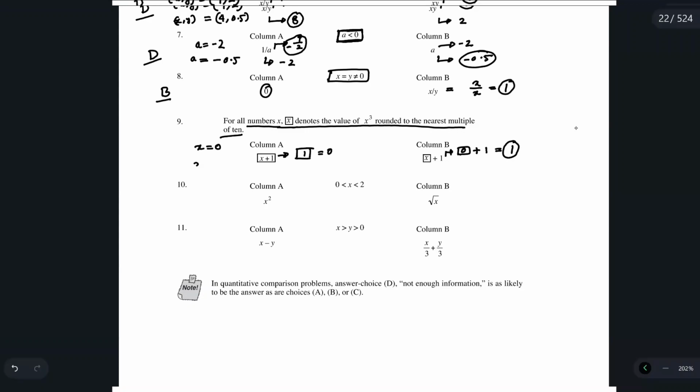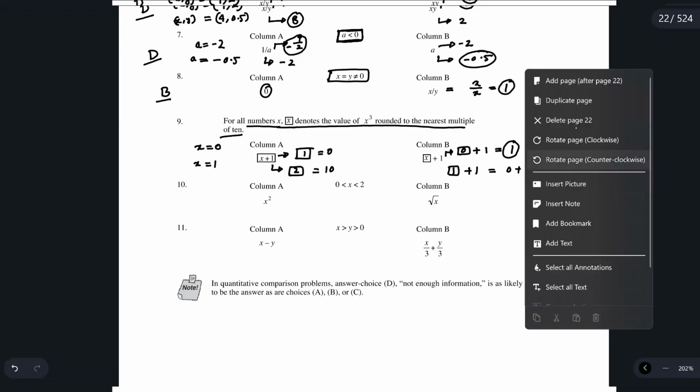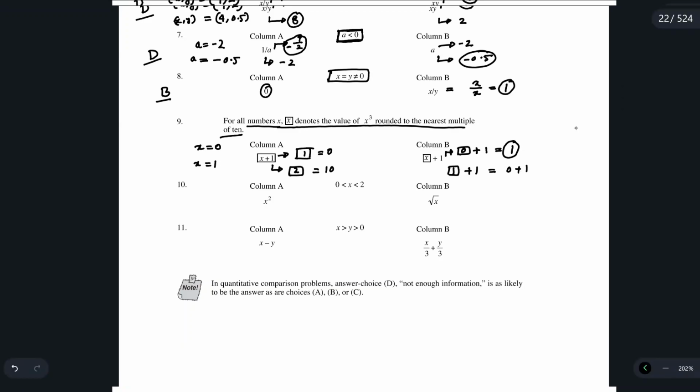But now we can check x equals 1, and here we'll have box of 2, where the cube of 2 is 8, and the nearest multiple of 10 to 8 is 10 itself, so it will be 10. And for column B, we'll have box of 1 plus 1, and 1 cubed is 1, the nearest multiple of 10 to 1 is 0, so we'll have 0 plus 1, which again equals 1. But now we see that column A has higher value, so we cannot decide because we are seeing these two kinds of relationship in two cases. So the answer for question 9 would be D.